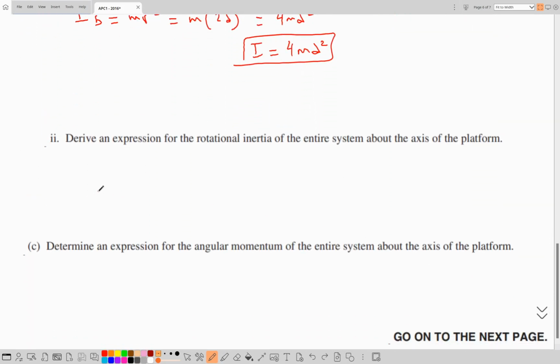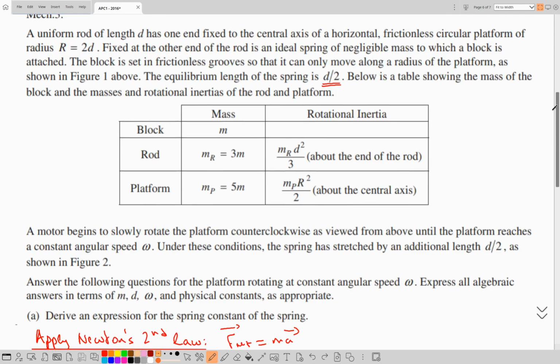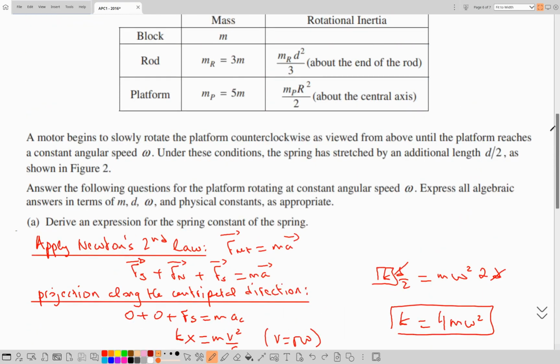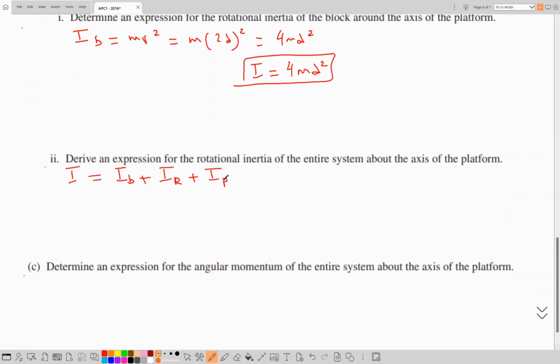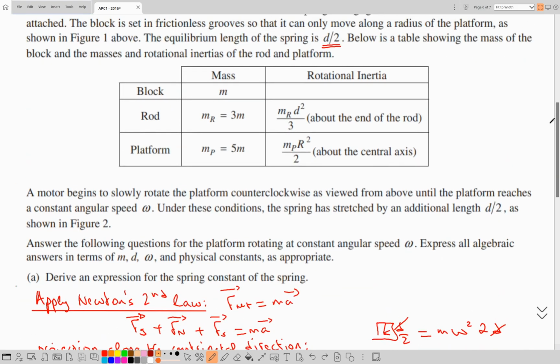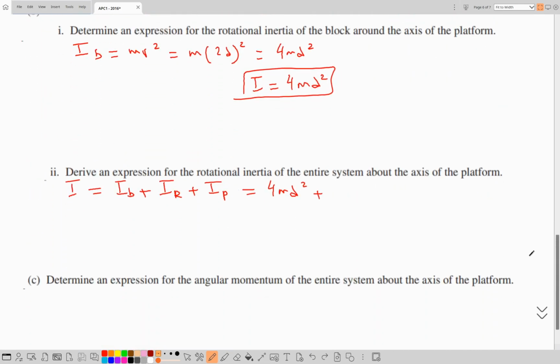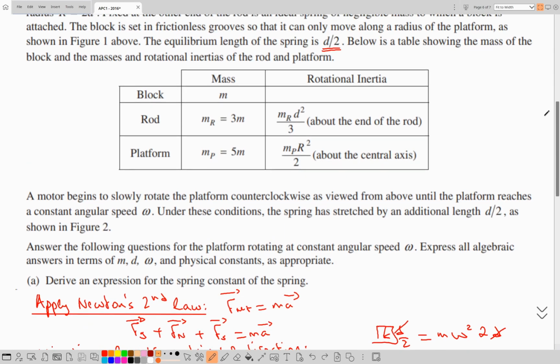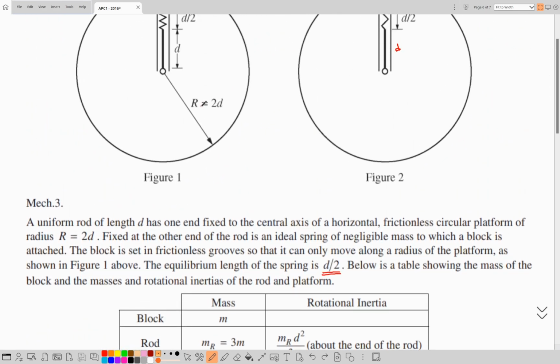Although they have mentioned derive, this requires no law. Then I total of the system would be I for the block plus I for the rod plus I of the platform. Now I of the block is given by 4 m d squared, and I of the rod is given by m_r d squared over 3. And I of the platform is given by m_p r squared over 2, but what does r represent? r is the double of d.